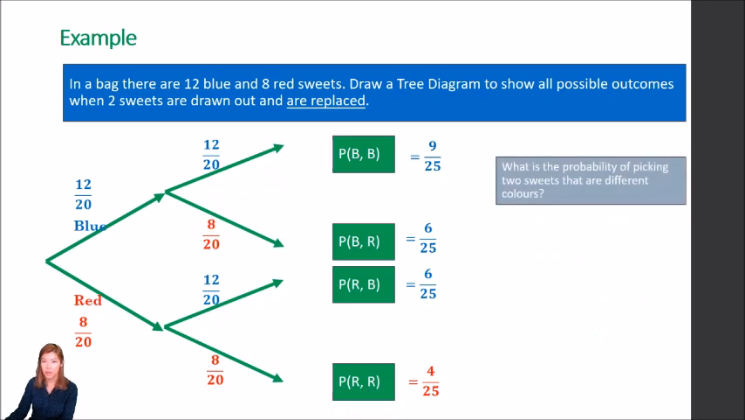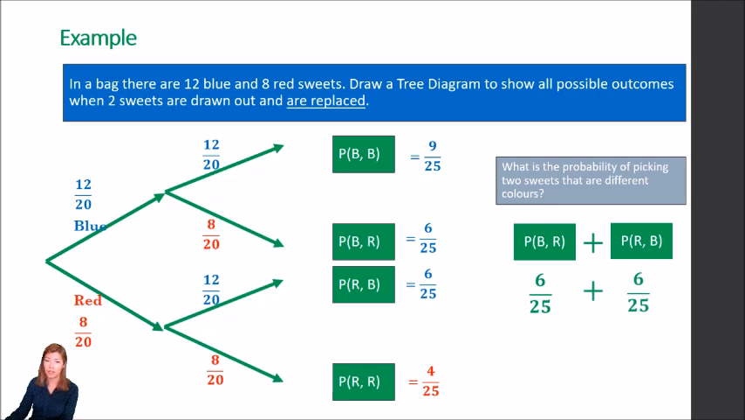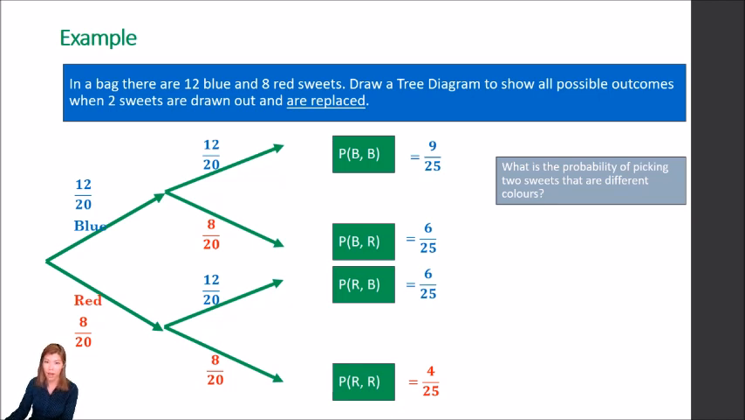Let's look at another question. What is the probability of picking 2 sweets that are different in colors? So now we want the other 2 answers, blue and red or red and blue. So plus for all. So now we have 6 over 25 and 6 over 25 from the table. Add it up together, we get 12 out of 25.